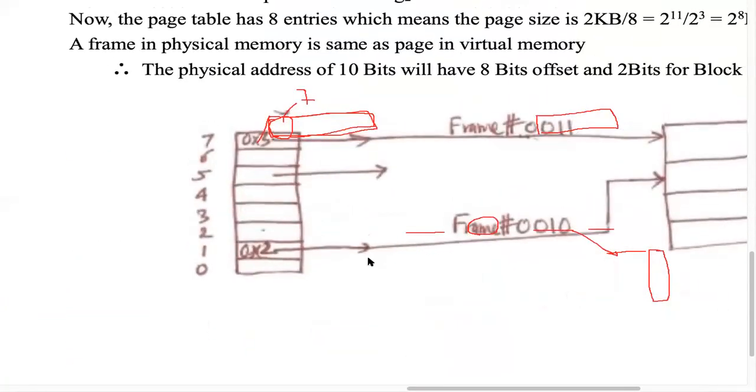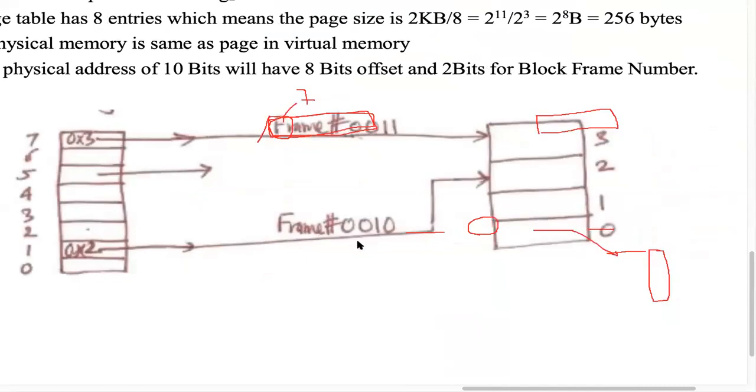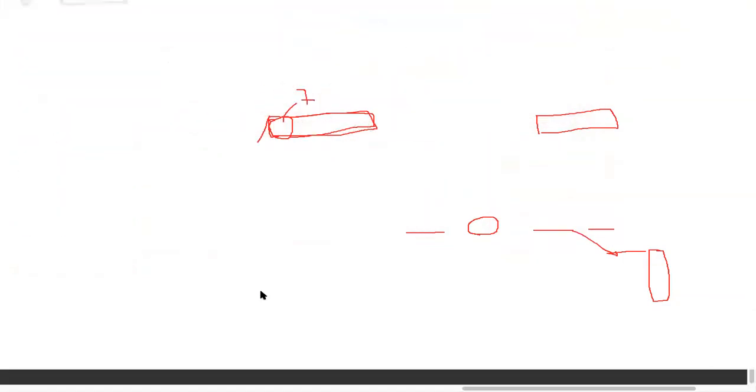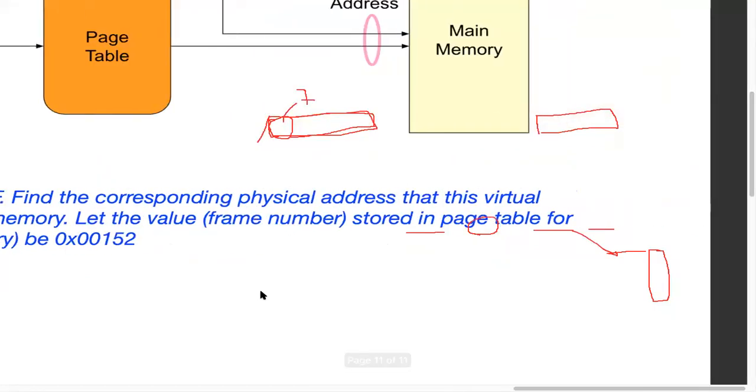0x2, right? It's pointing to 0x2. Oh, 7. Oh, my bad. 7 is 0x3. Oh, that's what I'm getting confused. Okay, 7 is 0x3, my bad. So 7 is 0x3, and hence we will see a 3 here.